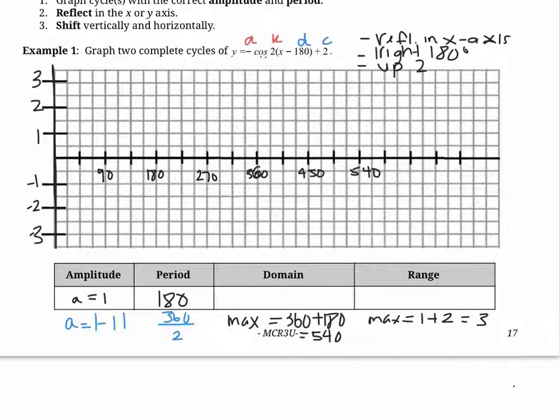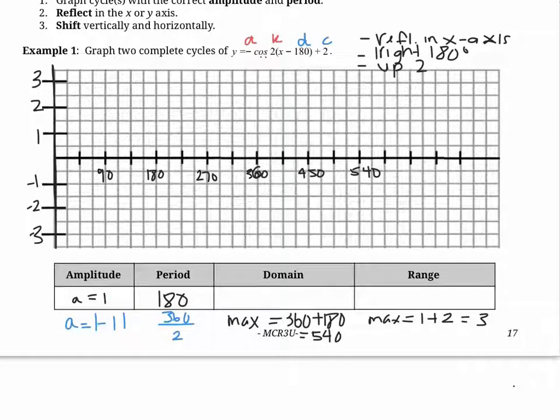So let's first start by graphing our amplitude and our period. Then we're going to go ahead and do reflections, and then we'll shift it right and up, just like the list above says. So start with one cycle first, and then you can duplicate it for the second cycle. So I'm going to use 3 different colors to graph this. So first let's do a graph that represents an accurate amplitude and period. So our amplitude has to be 1 and our period has to be 180 degrees.